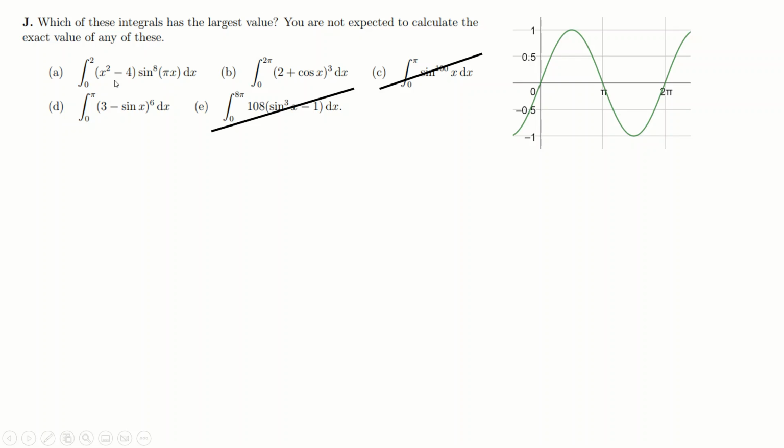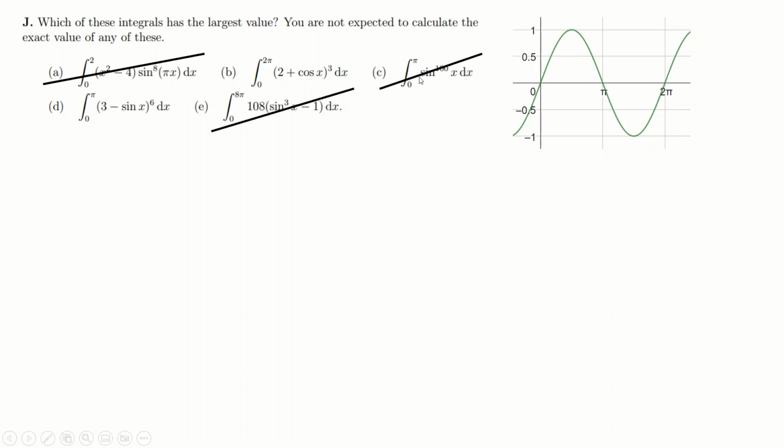Now this one's a similar thing. X squared minus 4 is a negative number between 0 and 2. Any input between 0 and 2, x squared minus 4 is negative. Sine to the power 8, similar to sine to the power 100, is squashed down, because it's to the power 8, these negatives become positives, and so it goes back up again. And so this is always positive, this is always negative, positive minus negative makes negative, so this is a negative function. It entirely lives below the axis. And so when you integrate, this is also going to be a negative number. So I crossed out that one as well.